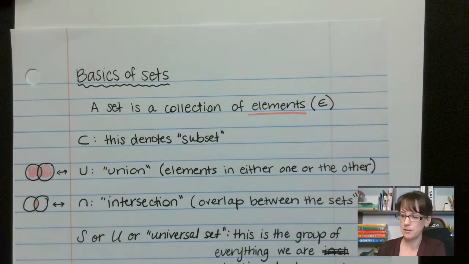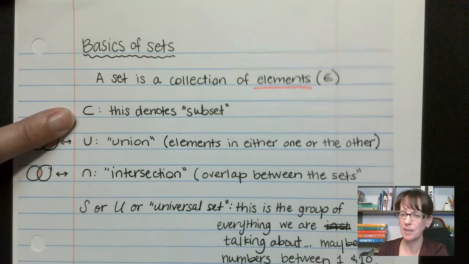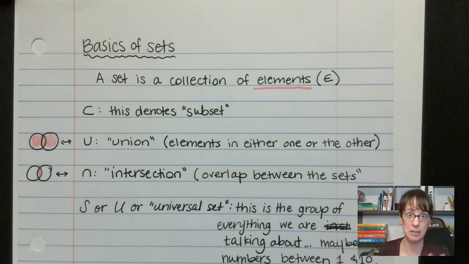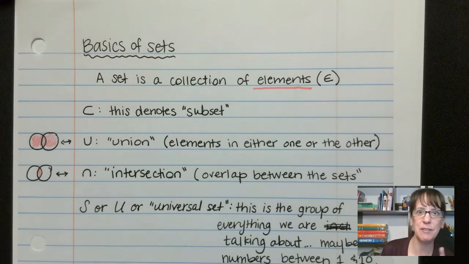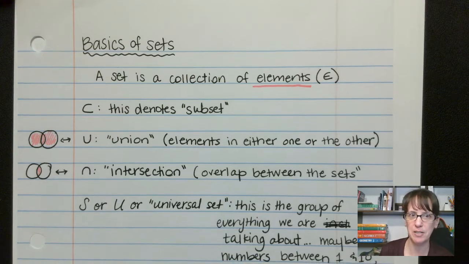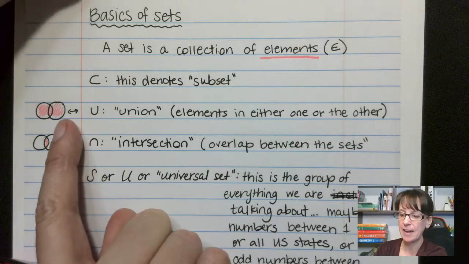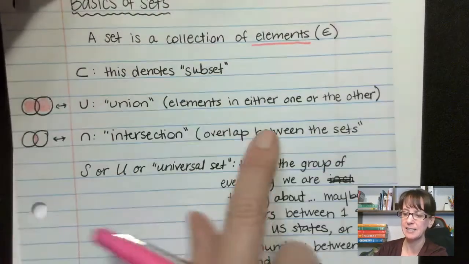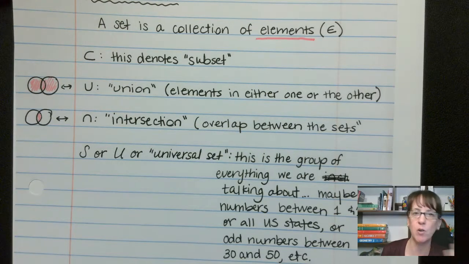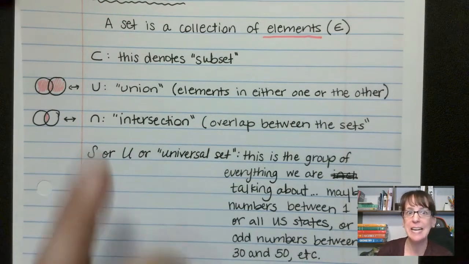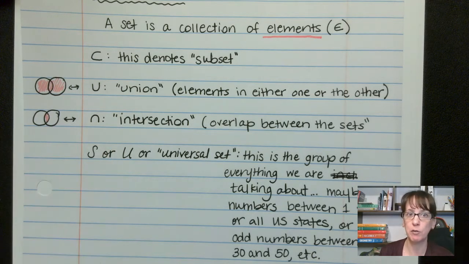Here's some other information that we're going to be using. This first one looks sort of like a C, but it doesn't when it's typed out. This denotes a subset, okay? I'll get into the definitions of all these in just a minute, but you may want to write these down. Union, the U stands for union, and I like to think of it as in either/or. It's either in this one or in that one, or it's in both of them. Intersection, however, is denoted with this N, and those are only where it overlaps.